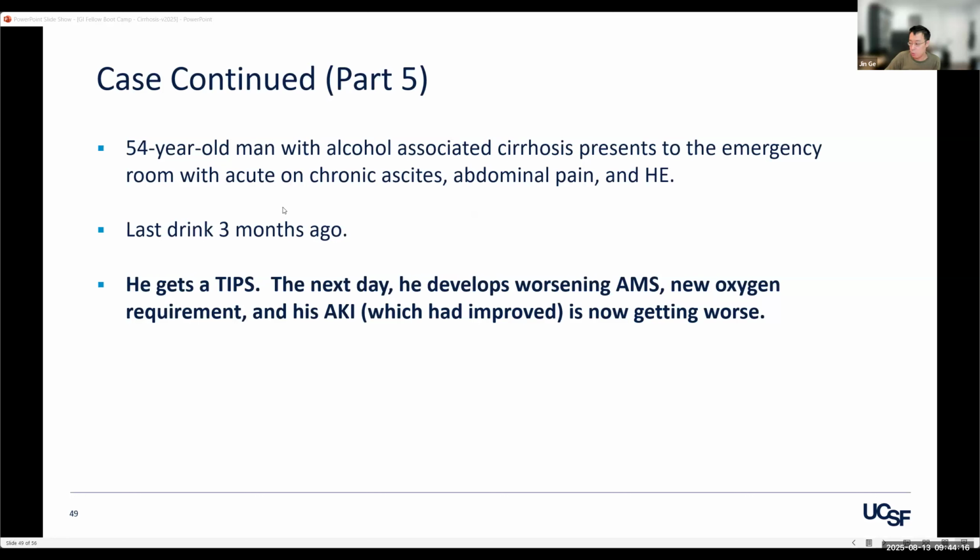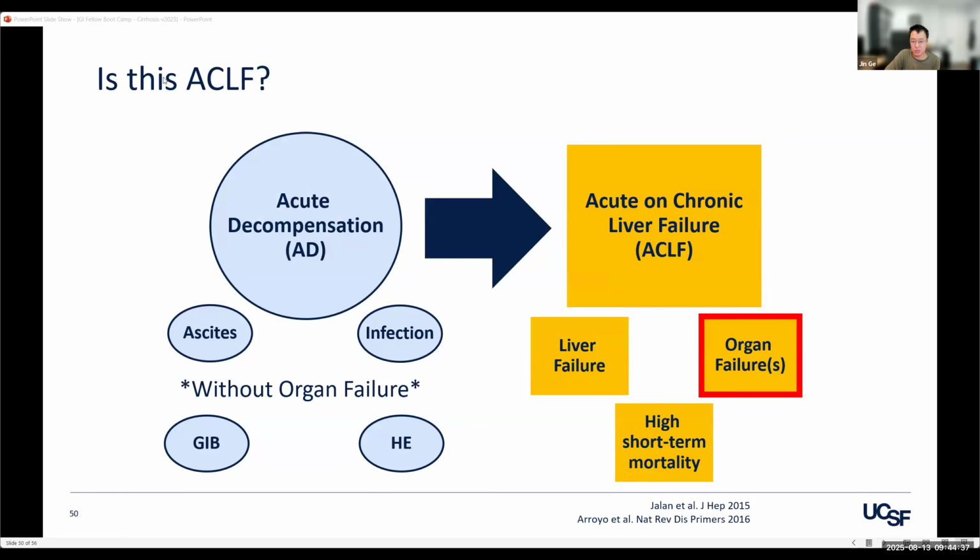All right, so we put a TIPS in the patient. The next day, he's now developing worsening altered mental status, oxygen requirement, and his AKI is getting worse. This is one of the feared complications of TIPS, where there's a redistribution of the blood flow inside a liver that has cirrhosis, and you may now precipitate worsening liver failure. And so this gets to the question about, is this acute-on-chronic liver failure?